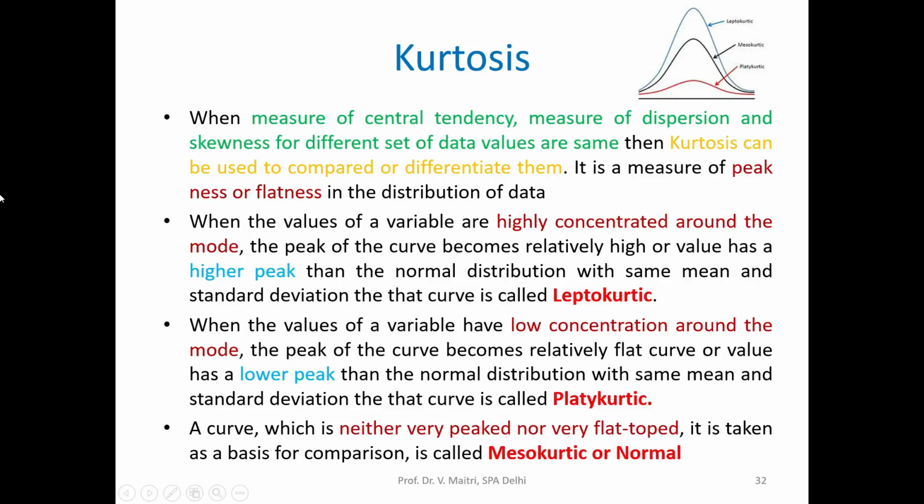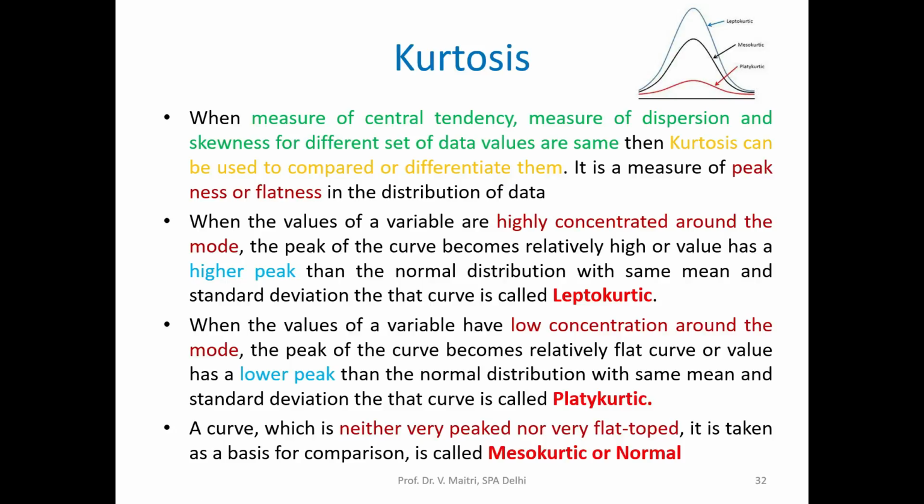Now if the values of the variable have low concentration around the mode, the peak of the curve becomes relatively flat, or the values have a lower peak than the normal distribution. This is a normal distribution. Then it is known as platykurtic. This is platykurtic, and this is leptokurtic. And the normal curve is known as mesokurtic.